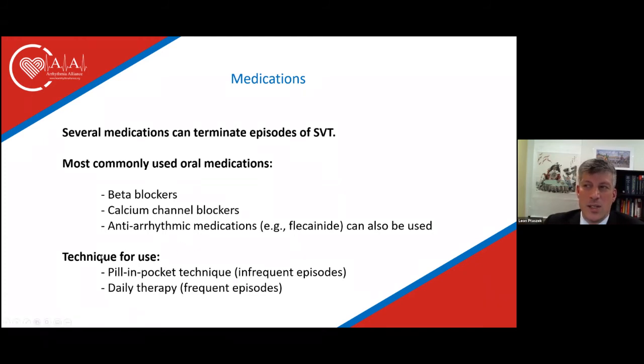And there are several techniques for use of these medications, one being what's called a pill-in-pocket technique, where a person can take a dose of the medication only when they're in the midst of an episode of tachycardia. This is typically most appropriate for those people who are having relatively infrequent episodes. Or if the person's having very frequent episodes, say an episode every week or two, then we can move on to daily therapy with these medications.